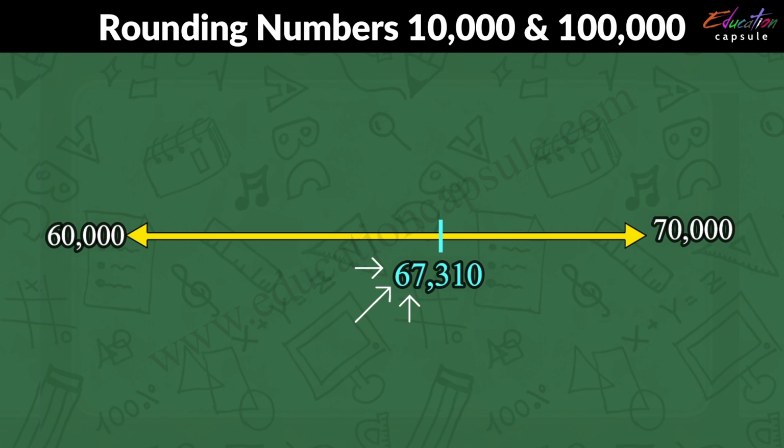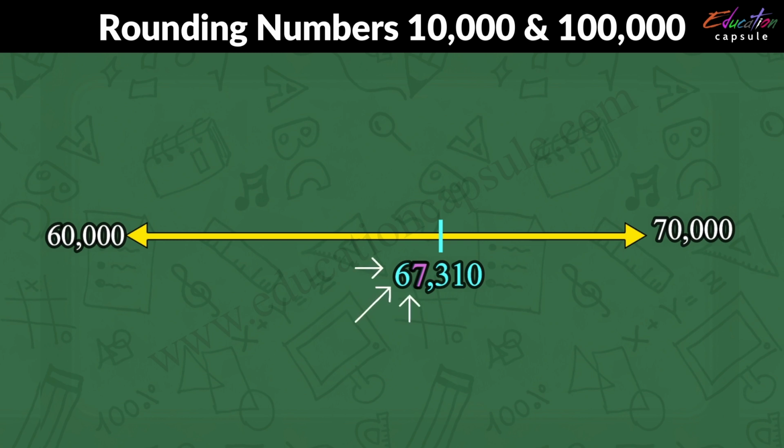Now, let's try rounding 67,310 using the value of digit method. We look at the digit to the right of the one we are rounding to. If it is 5 or more, then round it up. If it is less than 5, then round it down. As we are rounding to the nearest 10,000, we will look at the thousands digit.